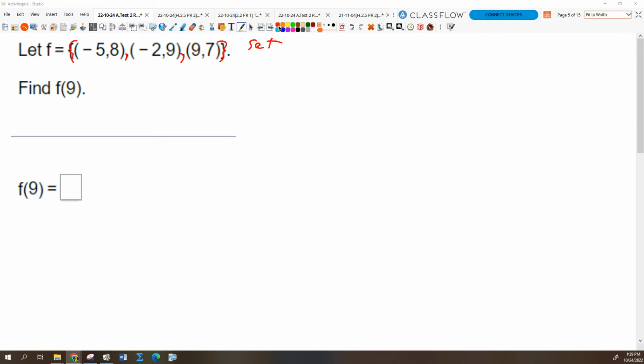Each thing is an ordered pair, right? Each element of that set is an ordered pair. Okay, so we know ordered pairs, the input values are the x values, right? So this is my input, and this is the y value, which is always the output. So what is this really saying? Find f of 9. What's another way I could phrase that question? What am I looking for? Okay, I'm looking for the y value or the output value when the input value is what? 9. That's exactly it, right?